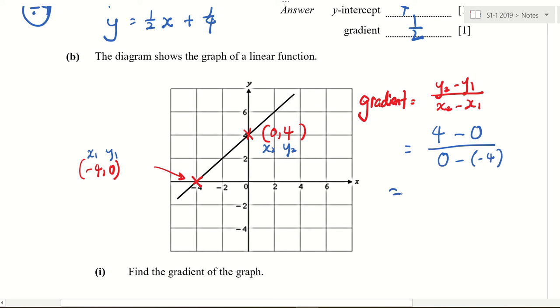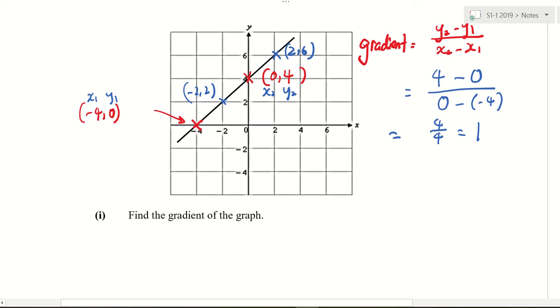So you see like that, the minus and minus will become a plus. So this becomes 4 over 4, this becomes 1. So the gradient is 1. Follow? You can also choose another 2 points. For example, you can choose 2, 6. You can also choose negative 2, 2. Any 2 points you do, you'll still get the same answer. Right? Now, what about the y-intercept?